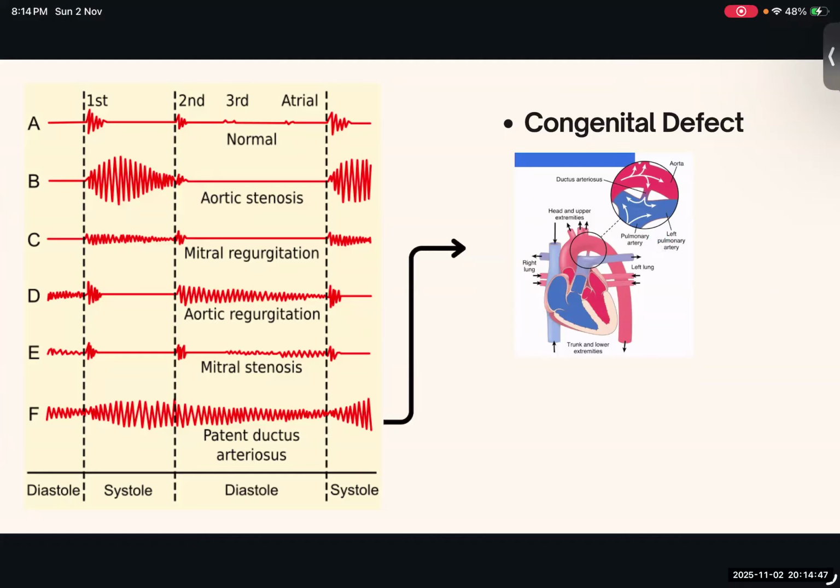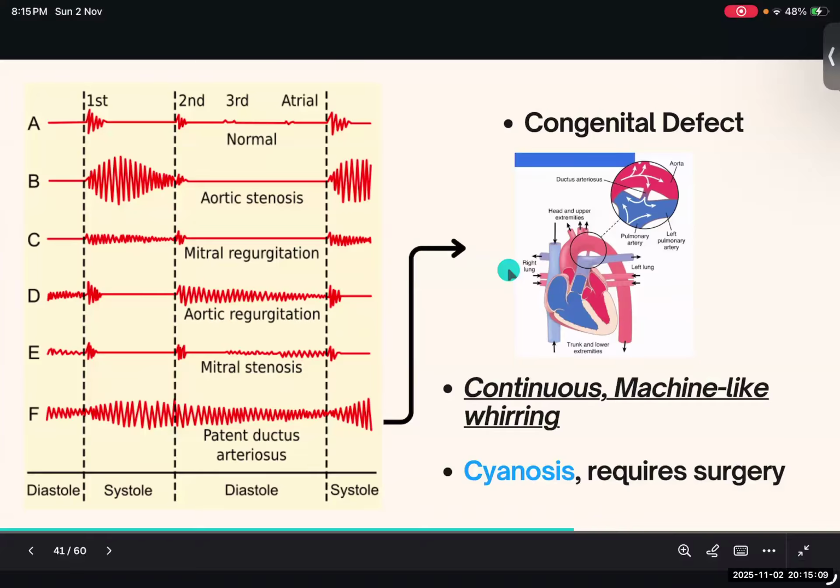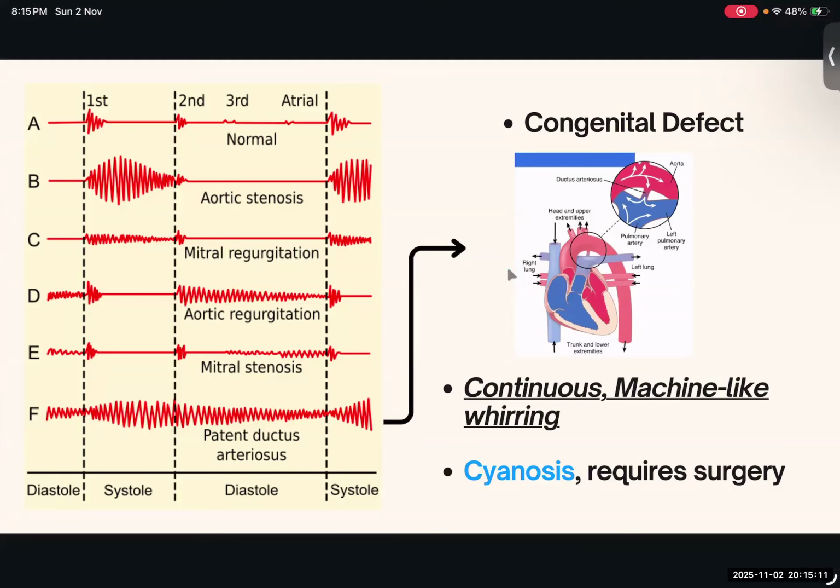Okay? So normally this exists in the fetus. However, if it's patent, it remains open. This should close by birth. But if it remains open, we'll have the blood moving through. And it causes a continuous machine-like whirring or murmur, okay? And the most common complication of patent ductus arteriosus is going to be cyanosis. The baby will appear very blue, and this requires a surgical fixation.